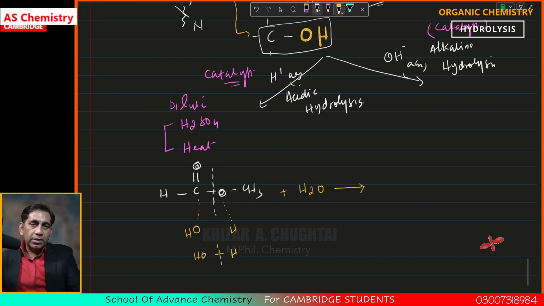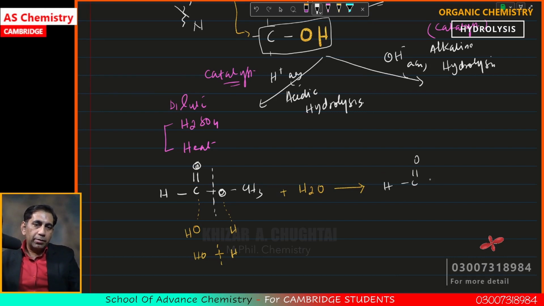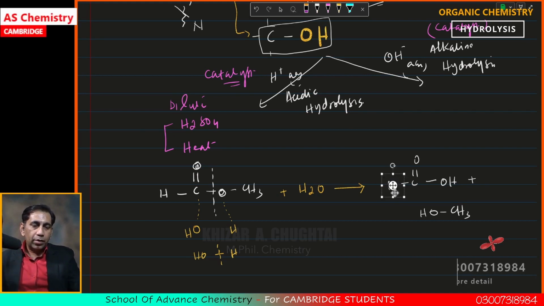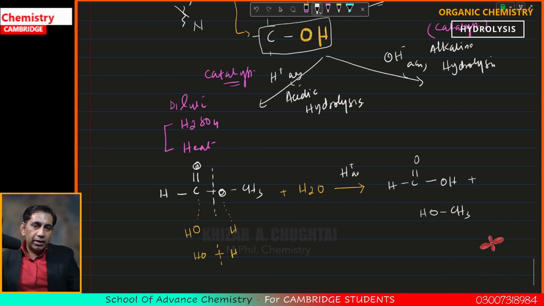And what is the answer? The answer is HC double bond OH, this one, and plus, I will write CH3OH. So this is an acidic group that is called methanoic acid, and the other is called methanol. Now, as you know, we are using basically an acidic solution as a catalyst.